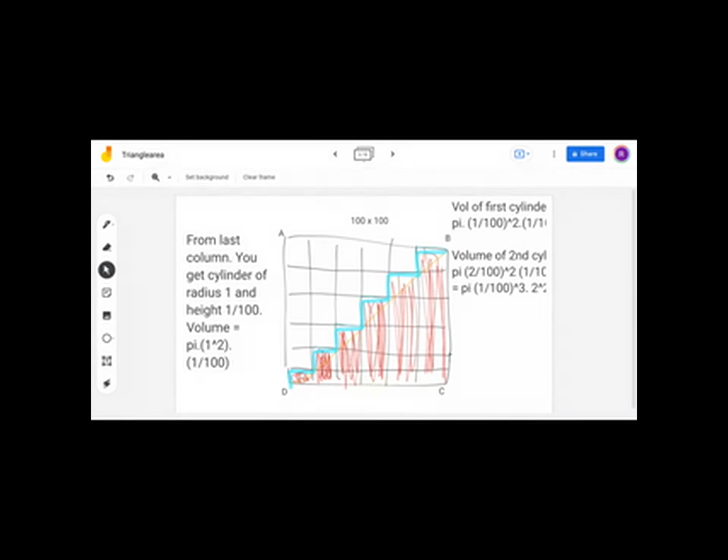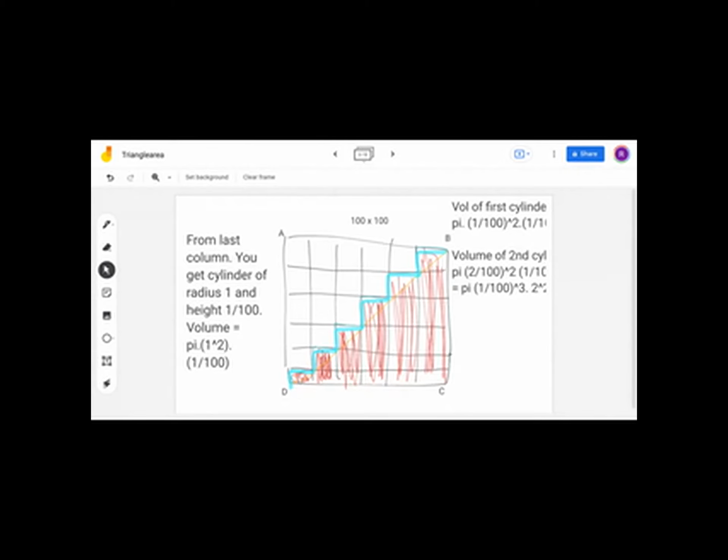This part will be pi times 1 over 100 cubed. This will be pi times 1 over 100 cubed times 2 squared. This will be pi times 1 over 100 cubed times 3 squared. Why? Because the radius is becoming double, triple, 4, 5 times. The radius is going on increasing.